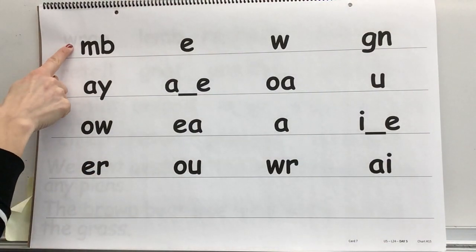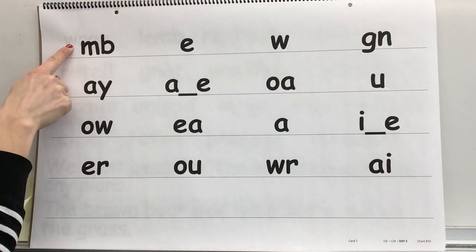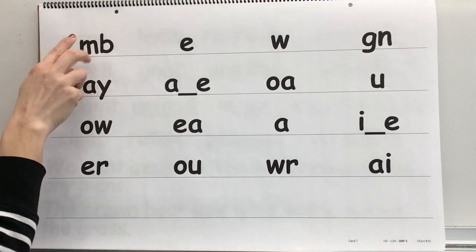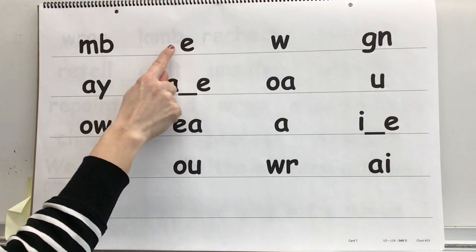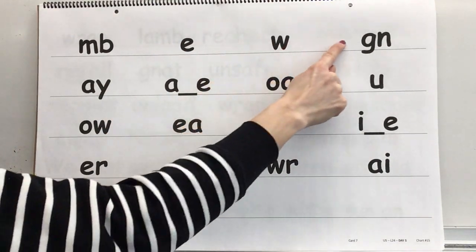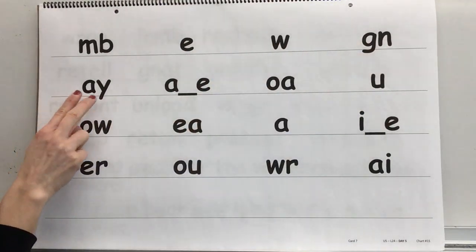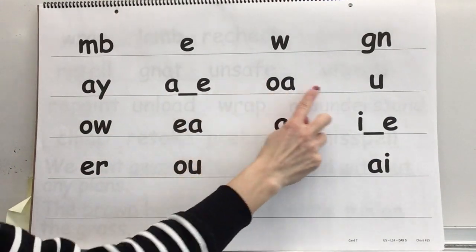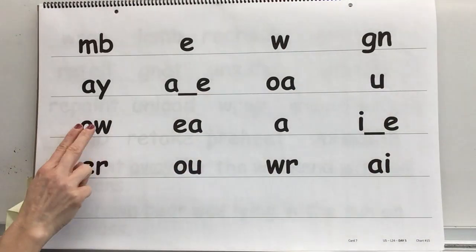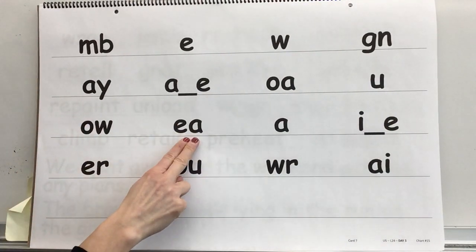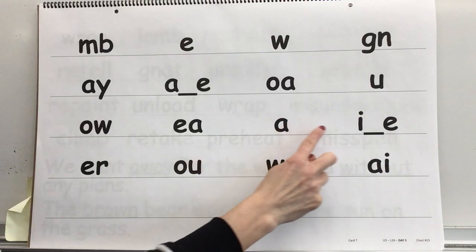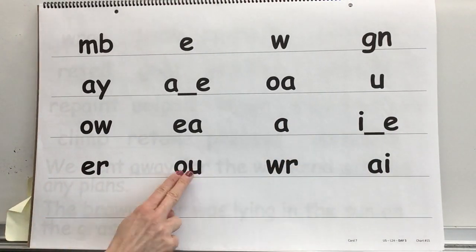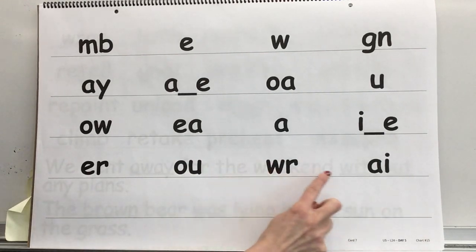All right, you're going to practice saying a sound for a sound spelling. When my fingers to the left, think of the sound. When I tap under, tell me the sound. Get ready. I. Ow. A.